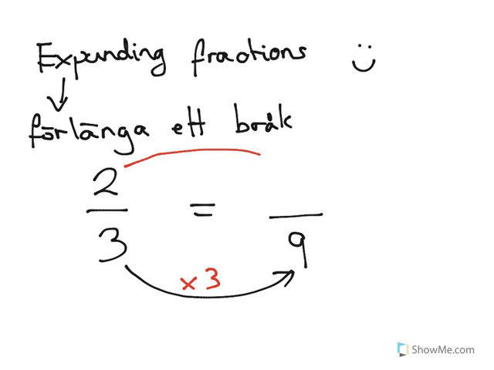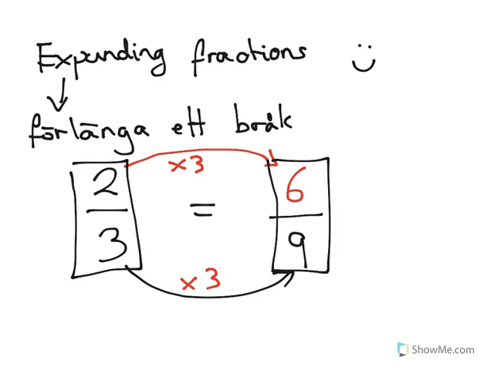Well, I've multiplied 3 by 3 and that gave me 9. So what do I do with my top number? Exactly the same thing. I multiply 2 by 3 to get 6. So now I can see that 2/3 and 6/9 are actually exactly the same number. Am I absolutely 100% sure?